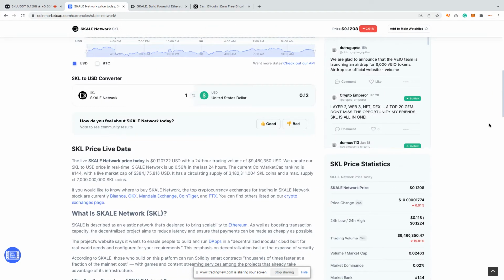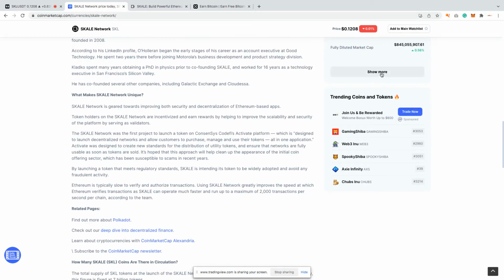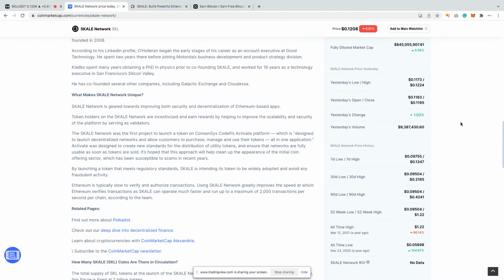Now, when we are talking about the all-time high, what is the highest this price has ever seen, and what is the lowest? The all-time high is around $1.22. This coin has lost about 90% of that move to the upside. That is why it is trading at 0.1208 currently. The all-time low, the lowest the price has ever dropped, is about 0.05. So we are still above the all-time low.